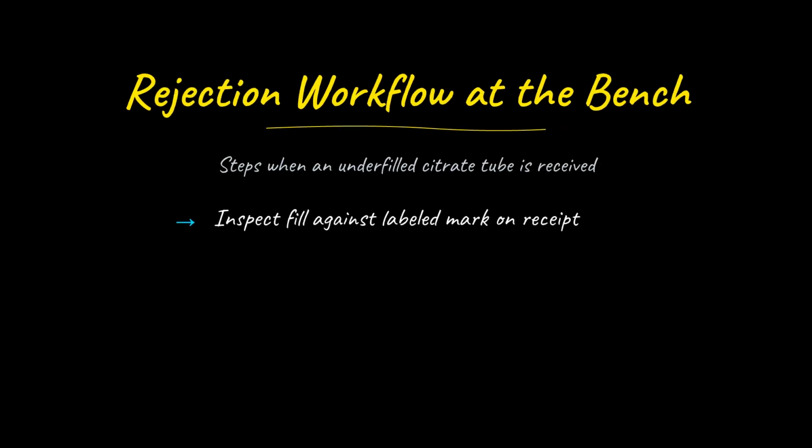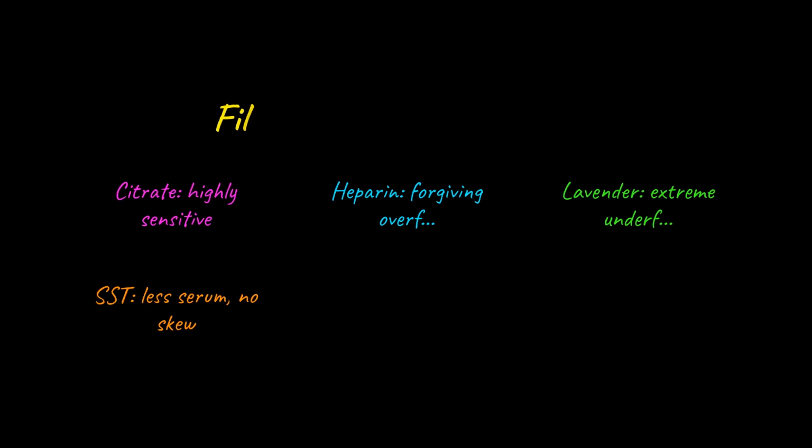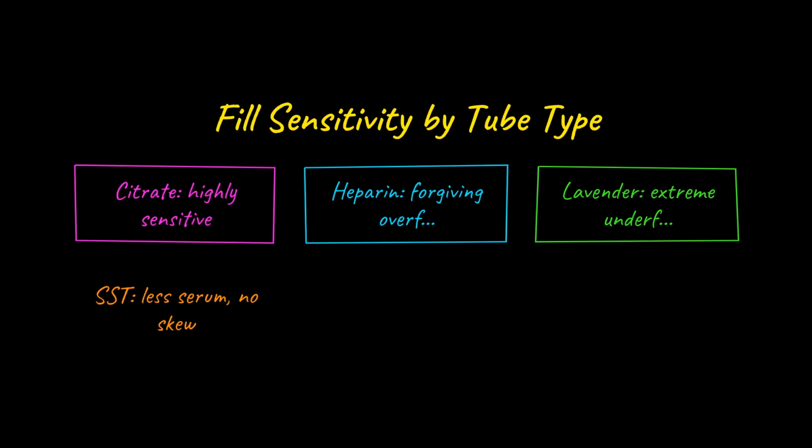Detection is straightforward if applied consistently. The technologist checks every coagulation tube against the labeled fill mark. Tubes below the acceptance threshold, typically 90% of labeled volume, are rejected, logged, and a redraw is requested before any result is reported. Coagulation tubes are uniquely vulnerable because the entire assay calibration depends on that precise citrate to plasma ratio. Heparin, lavender, and serum separator tubes are far more tolerant of volume variation, which is why fill volume rules are strictest and most consequential for citrate tubes.